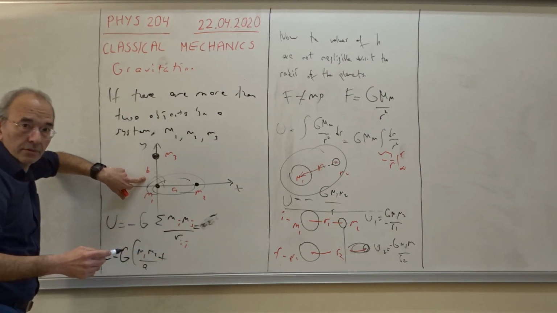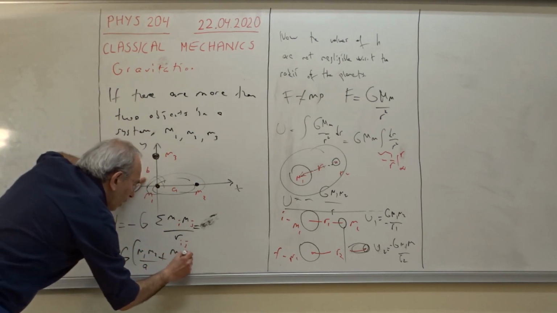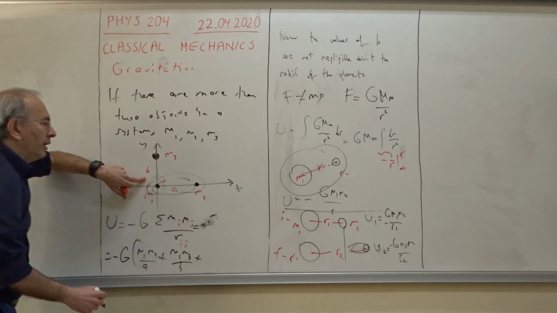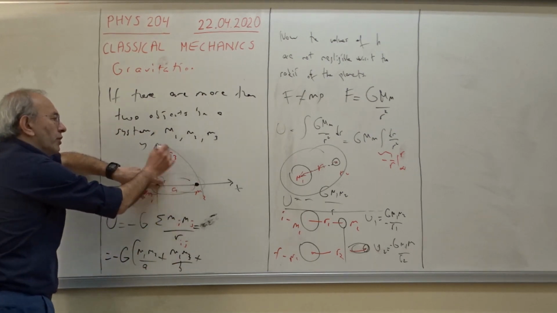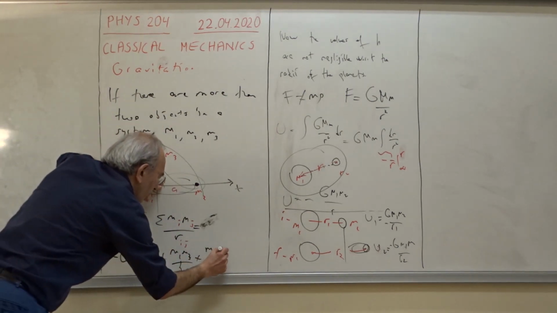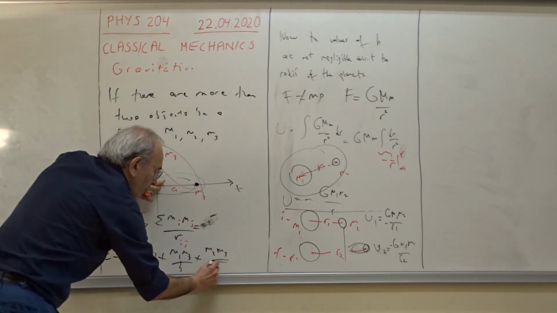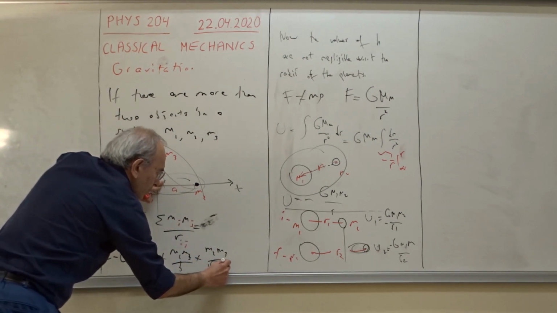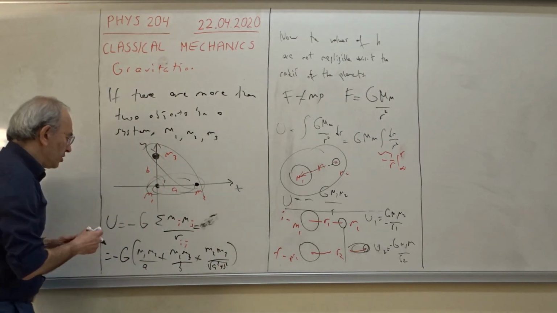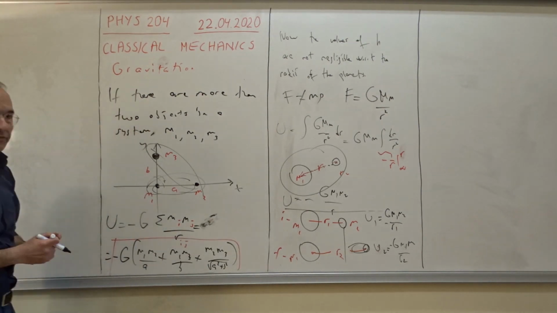Plus the other pair is M1, M3, M1, M3 divided by B. And finally, M1 is finished, so we have the other pair, M2, M3. M2, M3 divided by this distance, which is the square root of A squared plus B squared. That's it. There's no more need to find the calculations. This is enough.